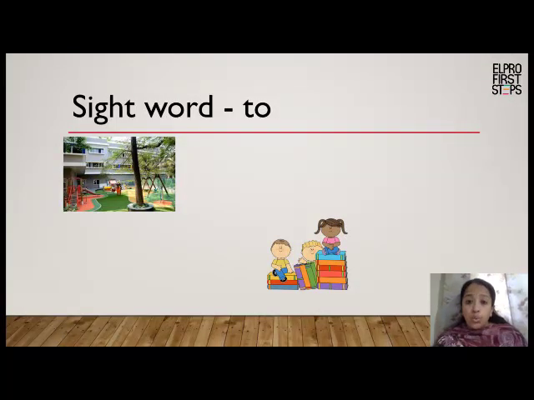T-O, to. Now, to can be used in many forms. So, first is when you are showing a place. I go to the market, I go to the park, or as the picture shows here, this picture is of our very own EFS campus, our playground. So, I go to school.